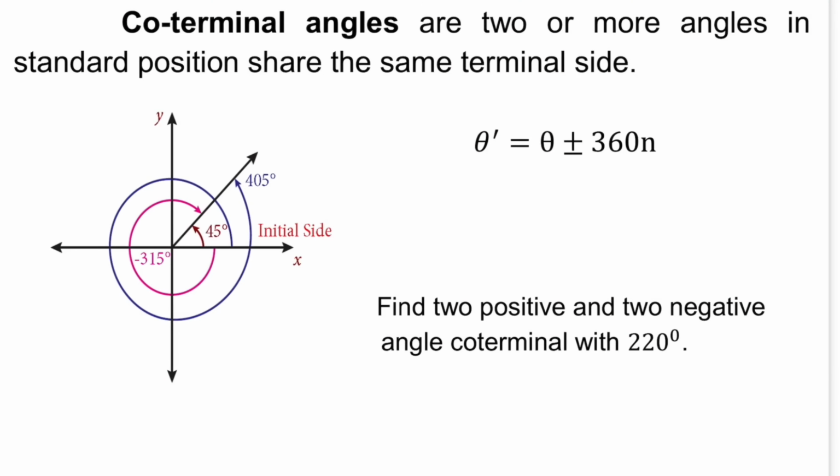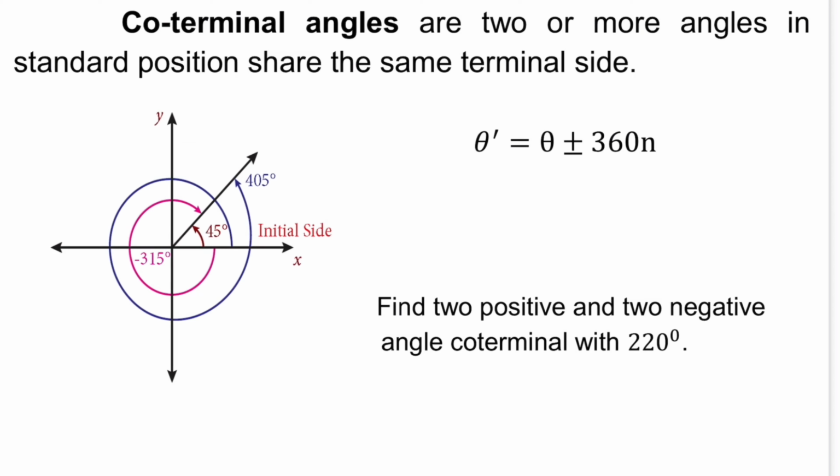We have the coterminal angle. So kapag sinabi natin coterminal angle, these are two or more angles in the standard position that share the same terminal side. So in short, we have the coterminal. From the word itself, co means same, so same terminal. So ibig sabihin nito, sila ay magtatapos doon. Kapag nag-revolve sila, is either positive or negative, sila ay magtatapos sa iisang terminal.